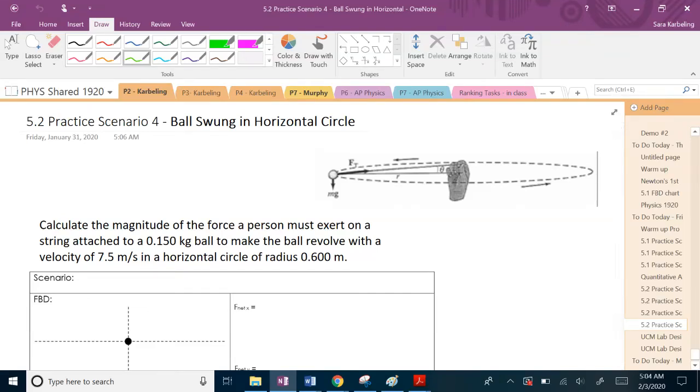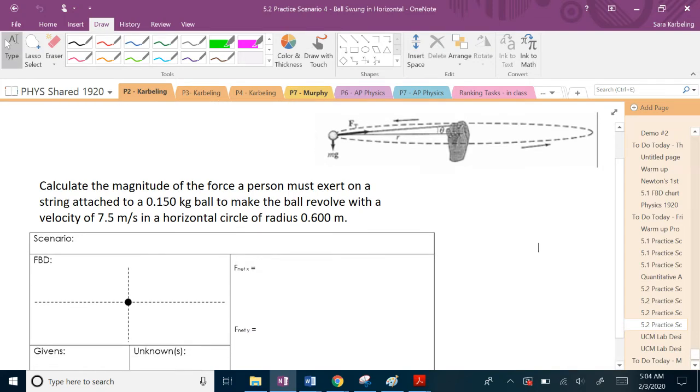One more to go. This one's kind of interesting, and part of the reason that I chose it was because it looks very similar to the lab that you're working on as well. So there's a picture up here to kind of give you an image of what we're talking about.